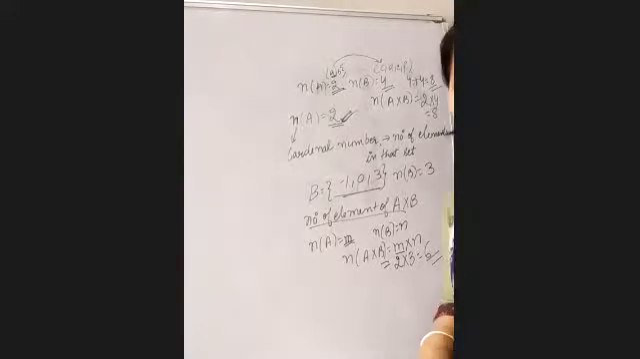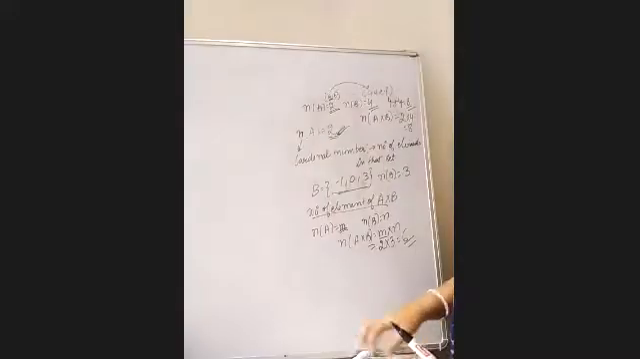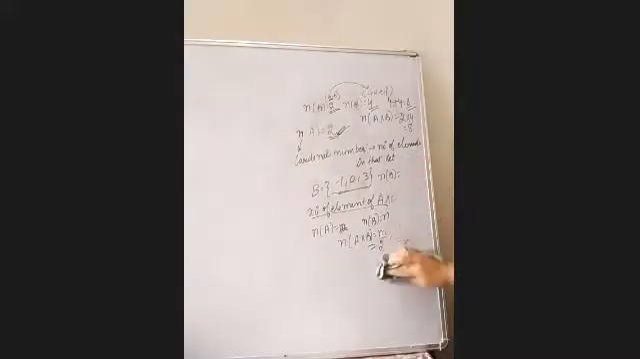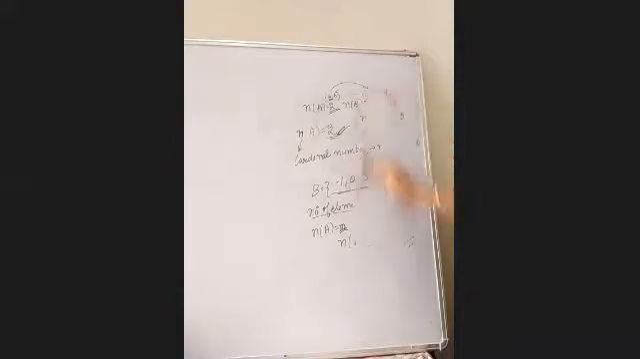Got it? Is it clear to all? To find the total number of elements in any Cartesian product, you have to multiply the number of elements of those sets and then you can easily find it.